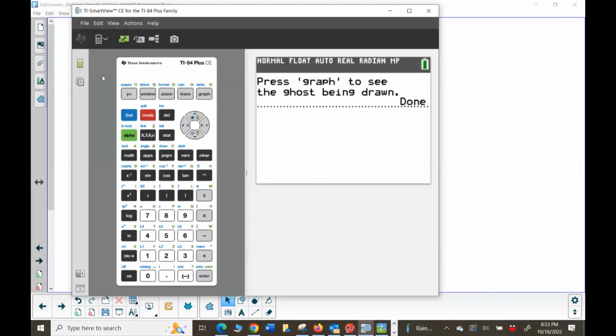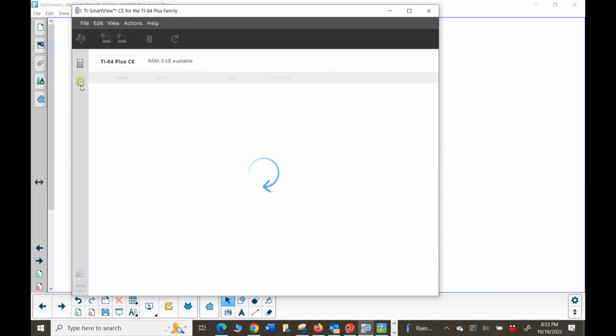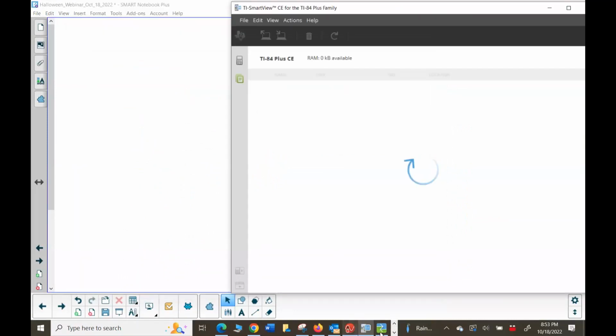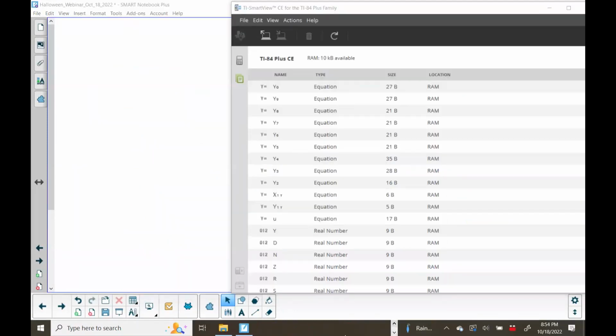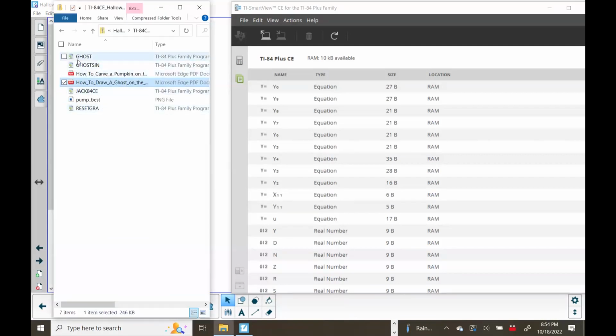So here's my Smart View. Now, right now I'm in what's called the emulator mode. Okay, emulator workspace. I'm going to click on this, and now I'm in the Emulator Explorer workspace. So what I'm going to do is bring up say my programs or whatever. Let's say I want to put all these on my emulator: the Ghost Sign, Jack 84CE, Pumpkin Best, Reset Graph. I got all those and I want to put them on my emulator.